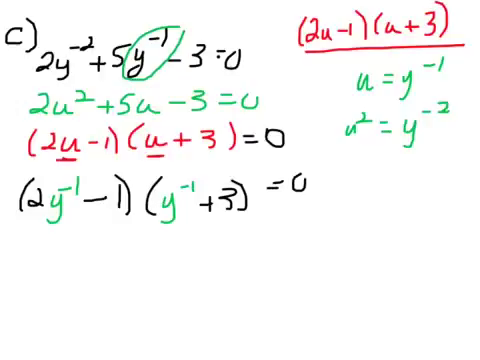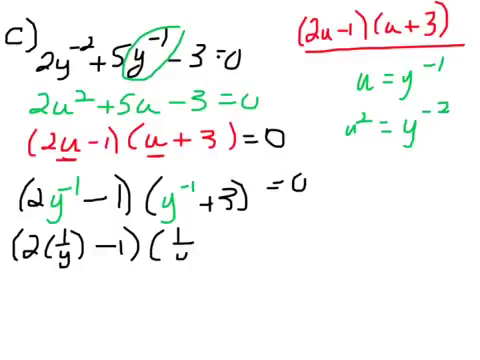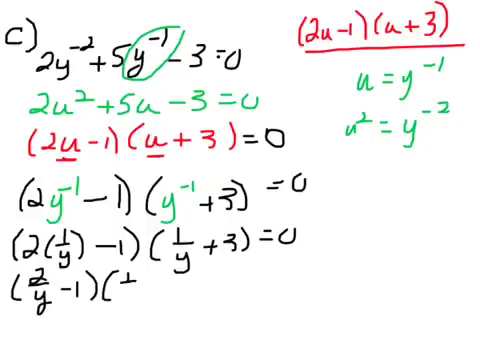Well, let's clean that up before I set them equal to 0, because that may be freaking us out a little bit. y to the minus 1 is really just 1 over y. Remember that negative exponent moves it to the other side of the fraction bar and makes the exponent positive. So it would be 1 over y, and over here this one would also be 1 over y. And this 2 times 1 over y would be 2 over y minus 1, and then this would still be 1 over y plus 3 equals 0.